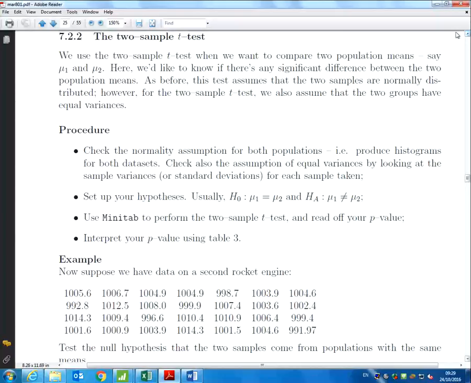So, again, you've got certain assumptions. What are the assumptions of the 2 sample T? Well, again, normality, but what else? The other assumption would be that the dispersions are equal in both groups. As usual, you set up your null and you set up your alternative.